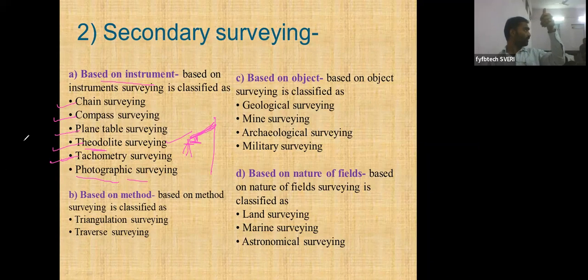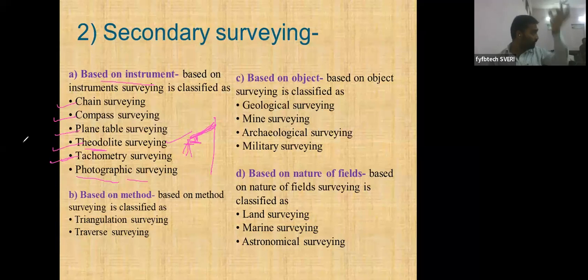What is the first one? First one is chain surveying. From chain surveying, which type of measurements are you getting? Linear measurements. Then what is the second one? Compass surveying. From compass surveying, which type of measurements are you getting? Angular. Then third one is plane table. From the plane table, you can do linear measurements. Then theodolite surveying, you can measure angular measurements. Then tachymeter, you can do both linear and angular measurements. Then photographic surveying, you can take photographs of a particular area. Is it clear, all of you? Based on instrument? Yes, sir.